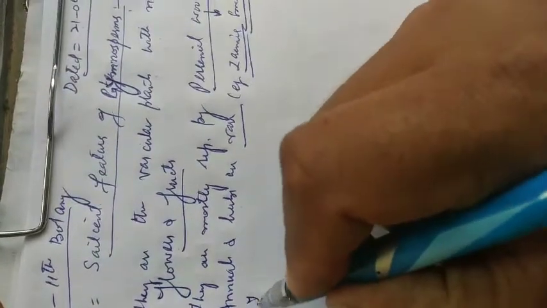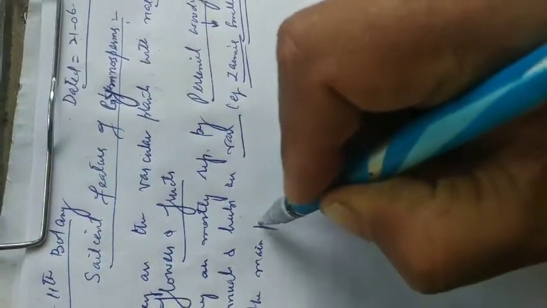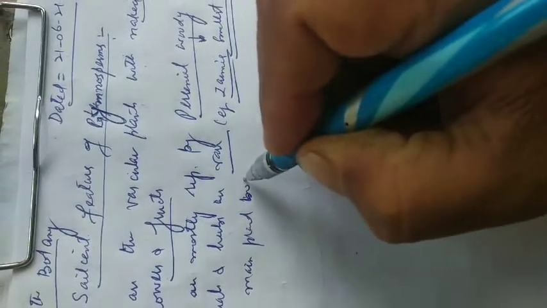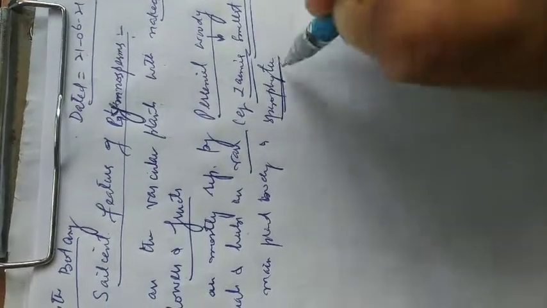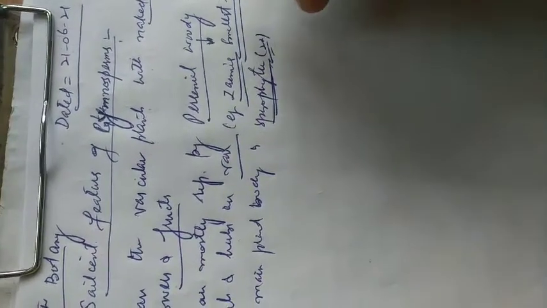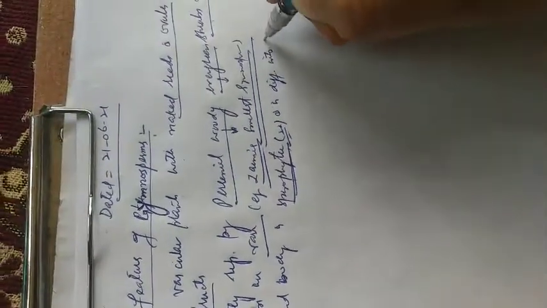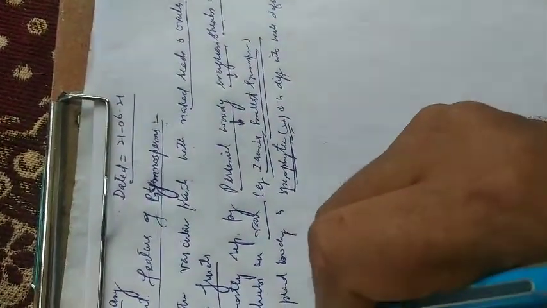Third feature is the main plant body in gymnosperms is sporophytic, that is diploid. The main plant body is sporophytic in gymnosperms and is differentiated into well-defined, well-developed root, stem and leaves.